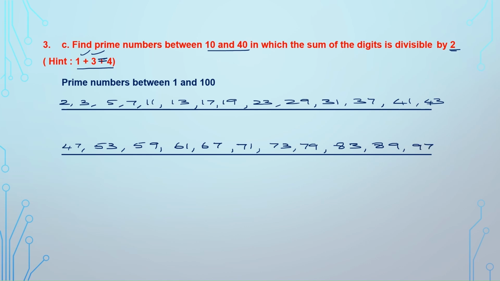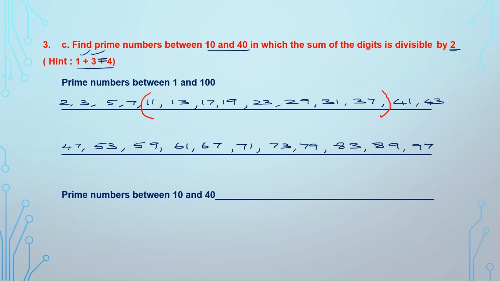Now look out for prime numbers between 10 and 40. So between 10 and 40 means starting from here. So here 10 and 40 will be till here. And we should look for numbers that are divisible by 2. So let's do that. So first let's write down all the prime numbers between 10 and 40. So 11, 13, 17, 19, 23, 29, 31 and 37.